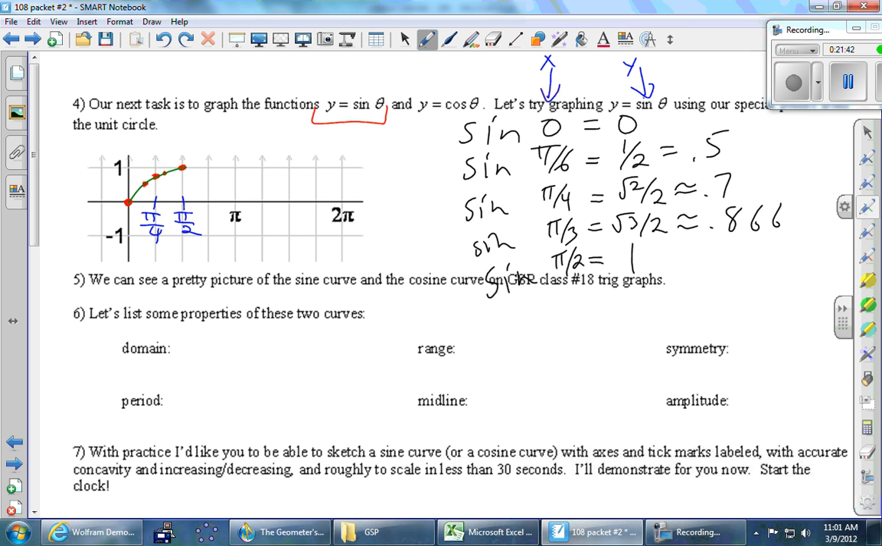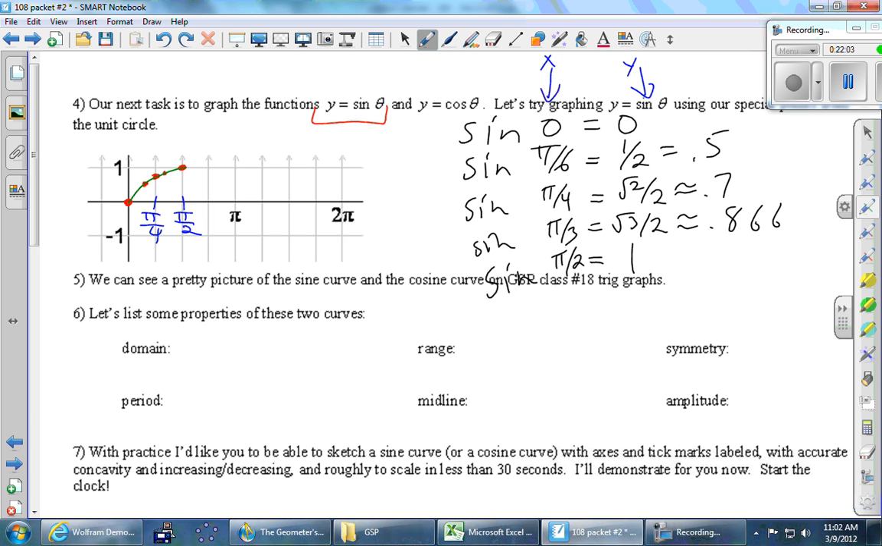And then let's think about what happens. I've just passed pi over 2. Can you guys point which compass direction is an angle of pi over 2? Everybody's pointing. It's up, right? It's north. So I've just passed north. So now we're swinging into the second quadrant here.